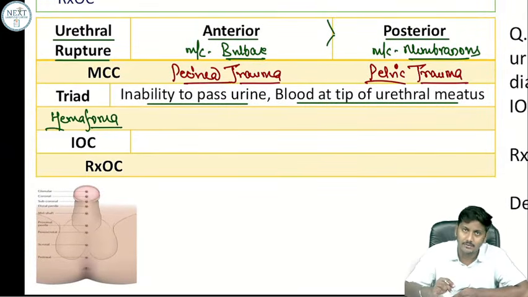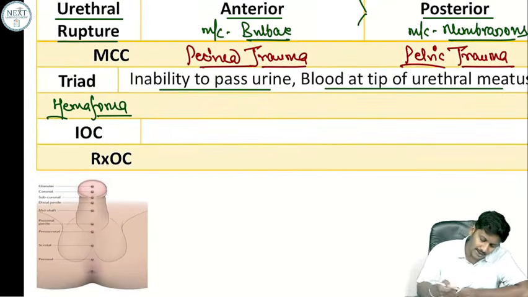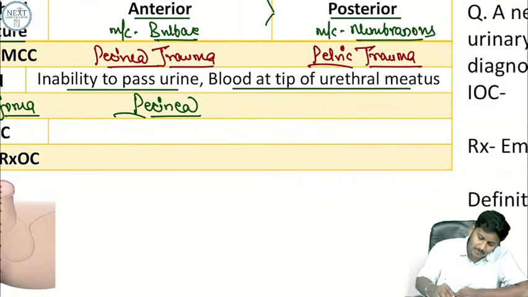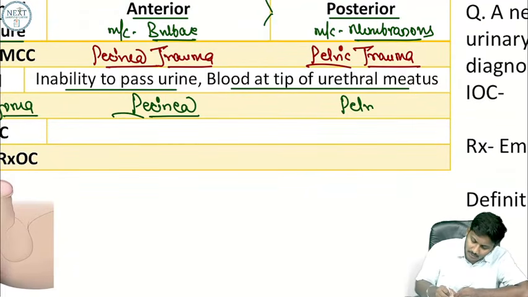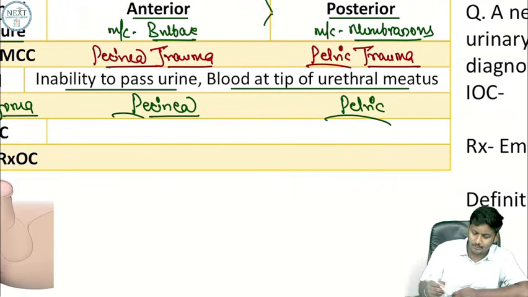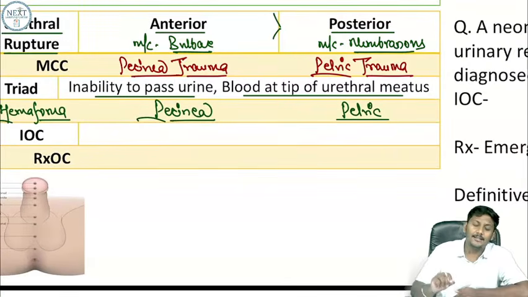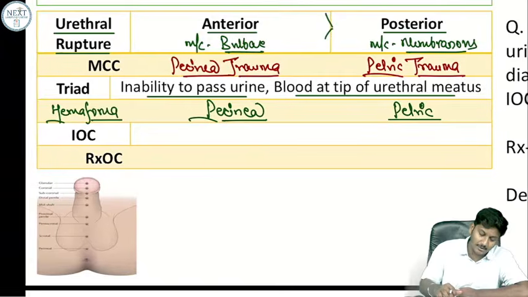Now the difference is only the location of the site. In anterior urethral rupture, the patient will have bleeding or a hematoma in the perineum. So there is a perineal hematoma in anterior urethral rupture. Whereas in case of posterior urethral rupture, there will be bleeding and hematoma in the pelvis, that is, a pelvic hematoma. So anterior urethral rupture has a perineal hematoma, and posterior urethral rupture has a pelvic hematoma.